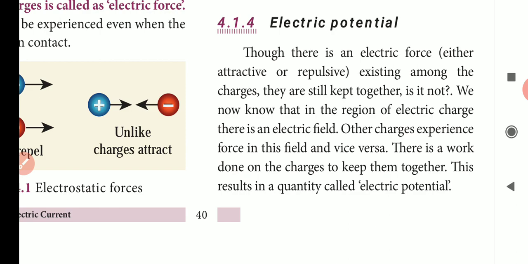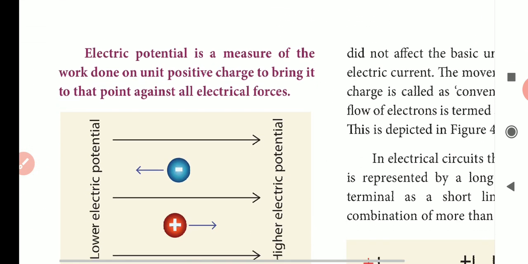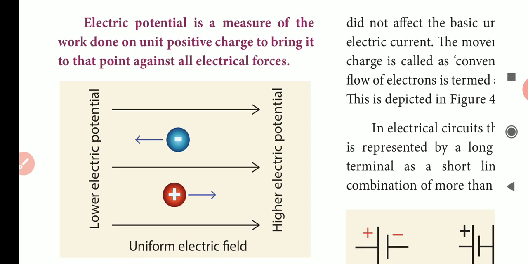Definition, you see here: the electric potential is a measure of the work done on a unit positive charge to bring it to the point against all the electric forces.